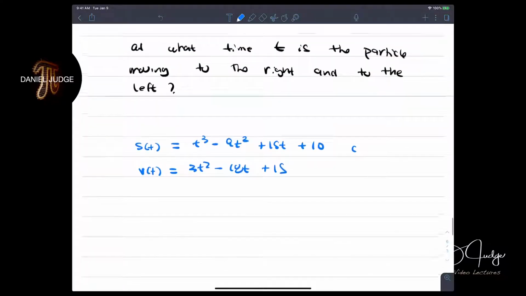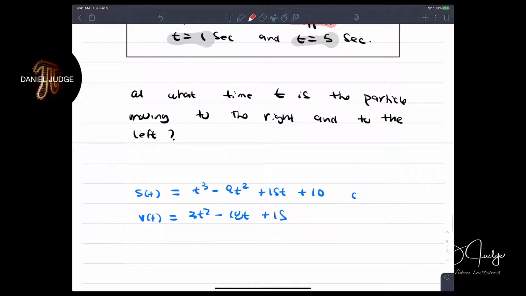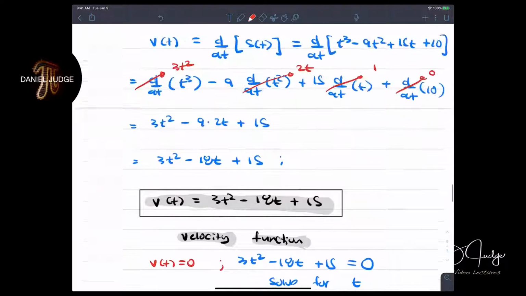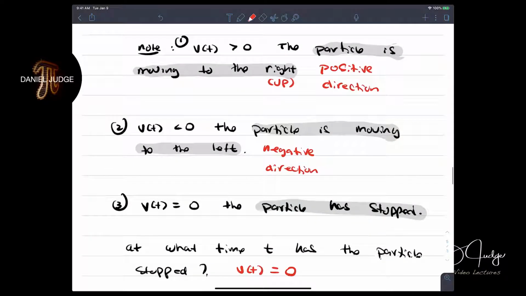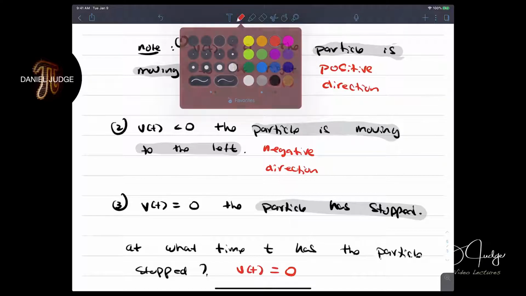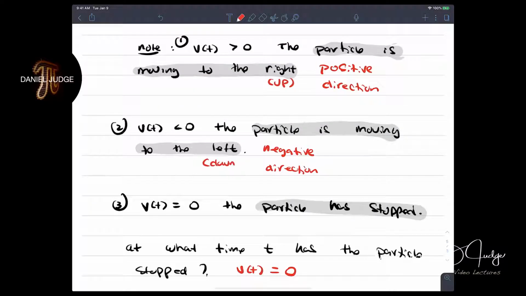And if I say to you, when does a particle move to the right and when does it move to the left, you're going to go back to the criteria in the notes that I gave you. The particle moves to the right when the velocity is positive. It moves to the left when the velocity is negative. And I just want to adjust this note here: left or down, down if it's a vertical line, okay?